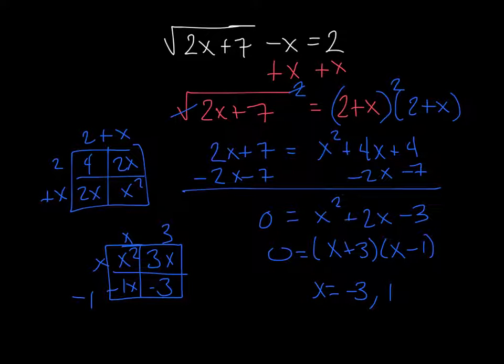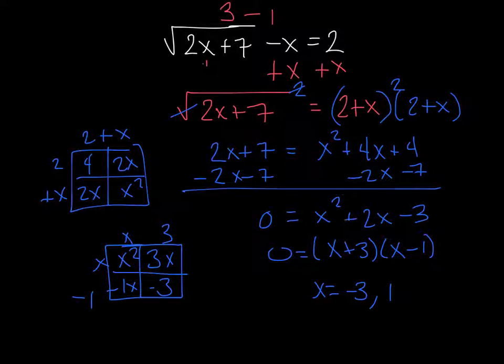Now remember how I told you to check to make sure these things work. So let's try it out. Let's try out the 1, just because it's easier. If I put a 1 in here, that'll give me 2 times 1, that's 2, plus 7 is 9, and the square root of 9 is 3, minus, and I put in a 1 for x, so 3 minus 1 equals 2. True, very, very true. So that one works, 1 works.